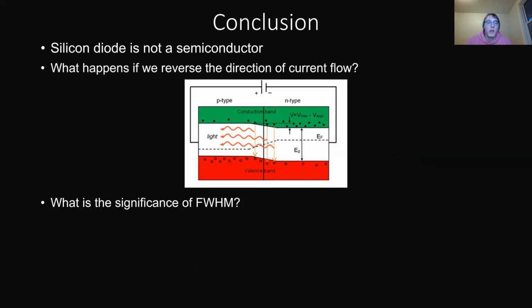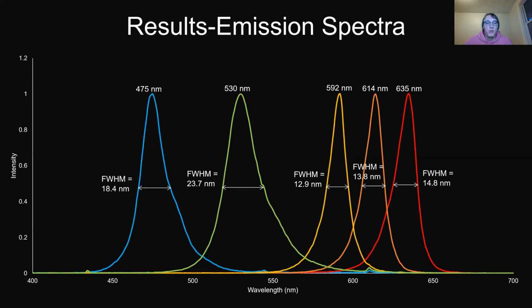However, with LEDs, the system is much less homogeneous. We have dopants added in potentially non-uniform distributions, leading to a larger width of transitions that can occur. And so for that reason, it can be concluded that the blue and green LEDs are less homogeneous due to their wider full width half maxes, whereas the yellow, orange, and red LEDs are likely more homogeneous due to their smaller full width half maxes.